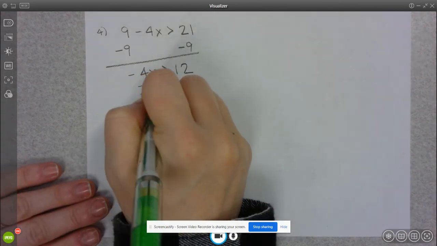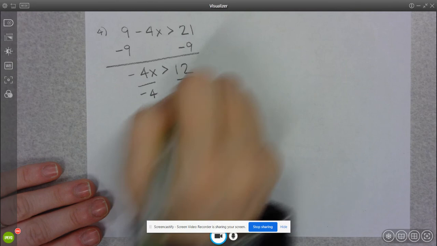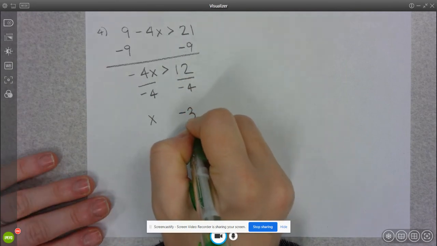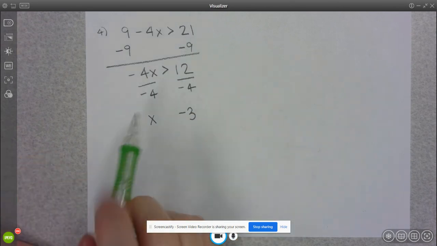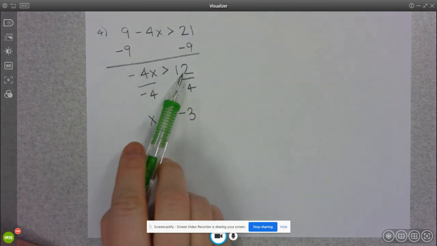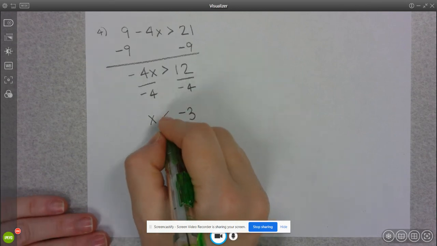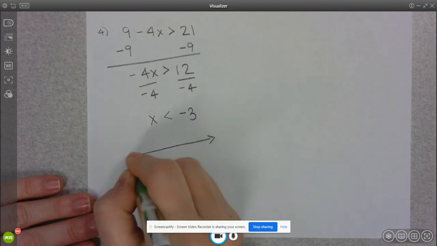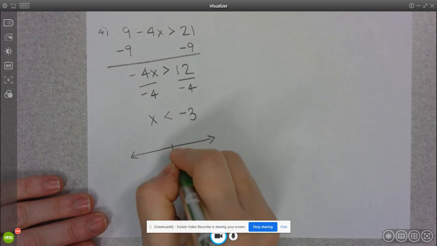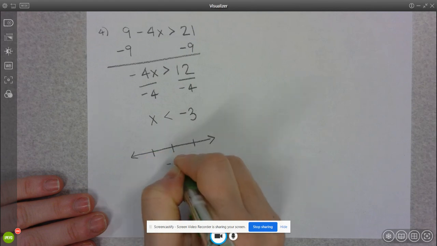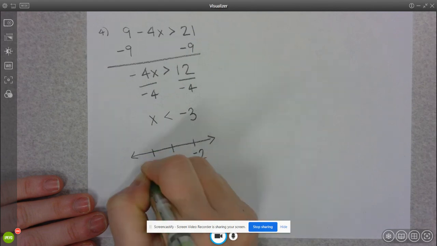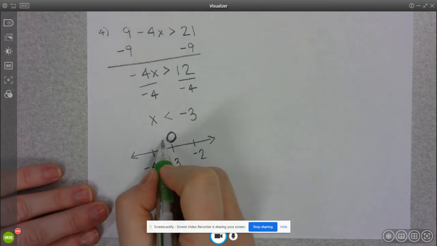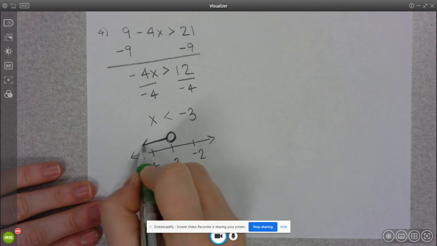I'm going to divide by -4. This is going to leave me with x and -3. But because I changed the sign of both sides of my inequality, I also have to change the sign of my inequality itself. So this is going to say x is less than negative 3. Negative 3 is not included, so it gets an open circle, and it's less than, so it's going to be all the numbers to the left.